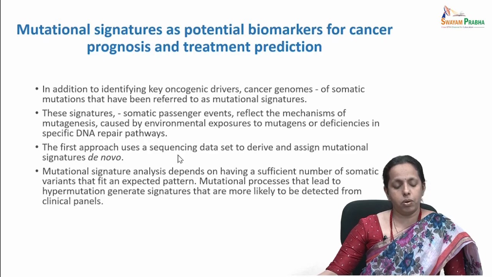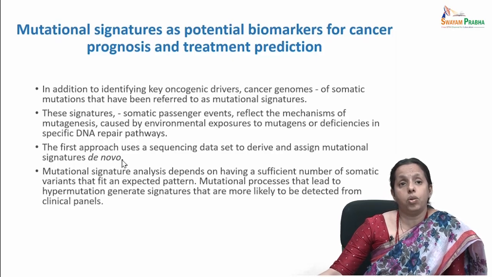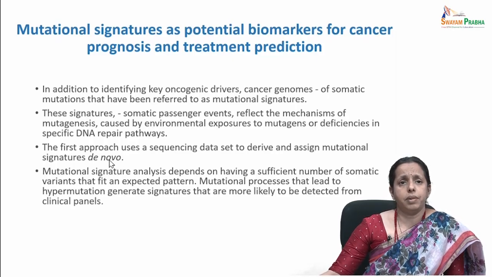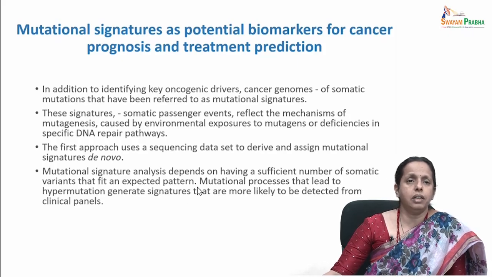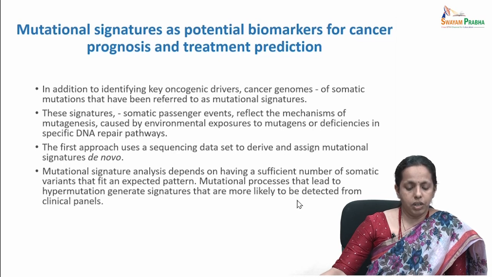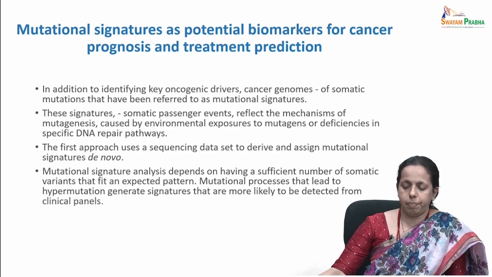The first approach uses your sequencing data set to derive and assign mutational signatures de novo. Signature analysis depends on having a sufficient number of somatic variants that fit an expected pattern. Mutational processes that lead to hypermutation generate signatures that are more likely to be detected from your clinical patterns.